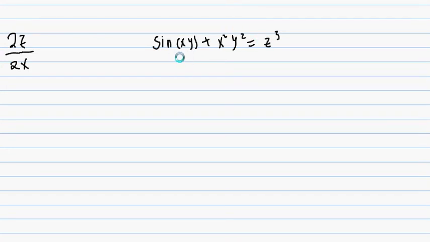Actually, I forgot there's a z here. So I'm going to put it over here. Right? So there's a z squared there. So z is given implicitly as a function of x and y. So what I need to do is I want to find the partials in respect to x.